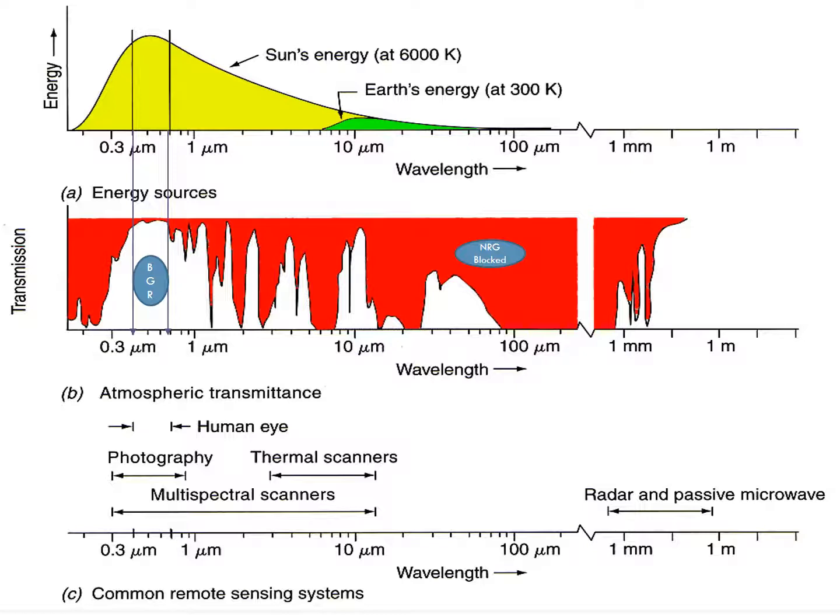So as you look across here, I've got two little circles. One says BGR and one says NRG blocked. BGR happens to be the blue and the green and the red spectrum. That is the visible light. And if we look back up to the prior one above, you can see that that is where the majority of the energy exists from the sun, and that is what we can see.